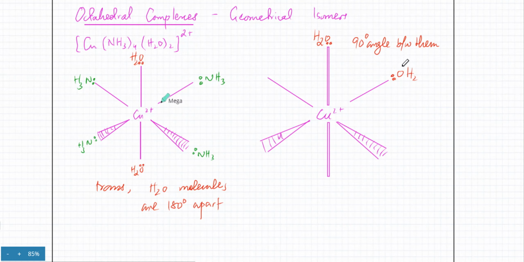And the rest of the NH3 molecules, there's going to be an NH3 over here, and there's going to be another NH3 over here, and there's another NH3, and a fourth NH3 on this side. So this one is my cis version of the molecule. So this is going to be the cis isomer.